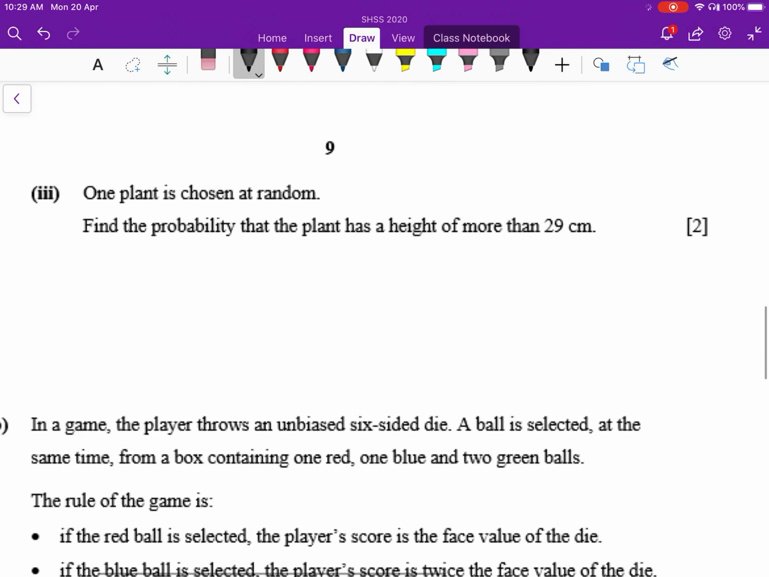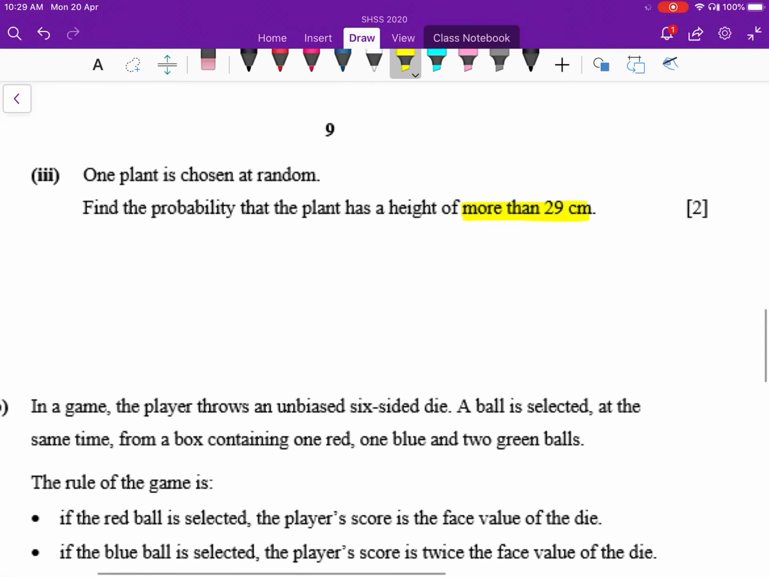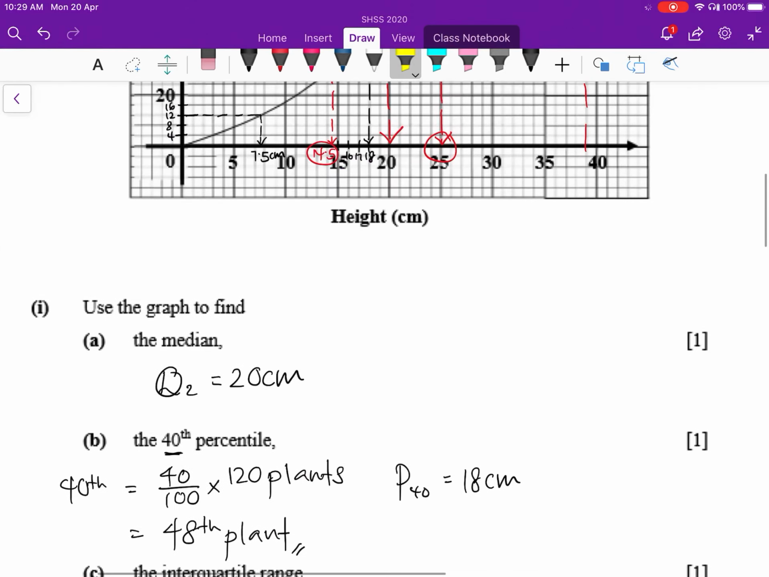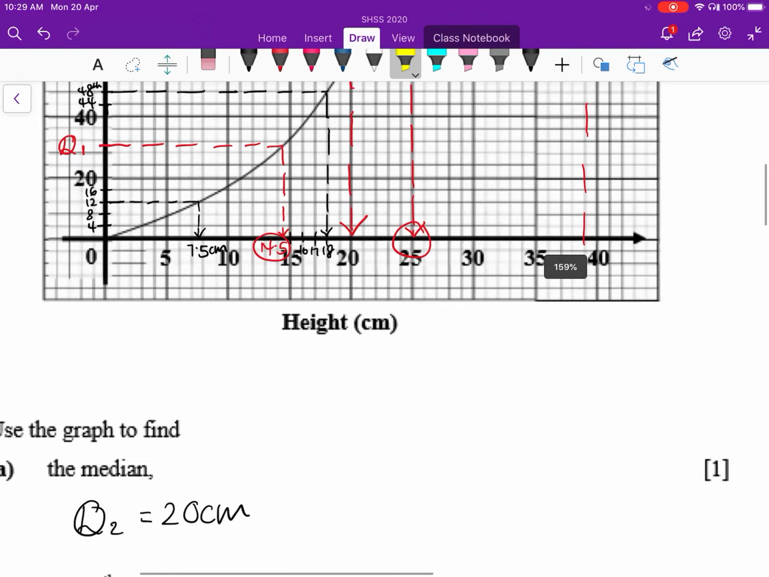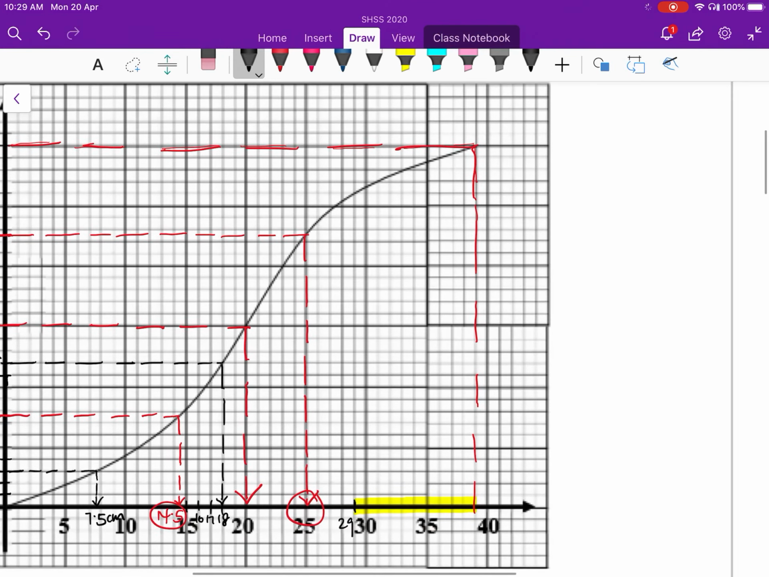Next, one plant is chosen at random. Find the probability that the plant has a height of more than 29 cm. Let's plot more than 29 cm on the graph. I'm going to highlight in yellow. More than 29 would be from here all the way to here. This yellow highlighted part is the part that is more than 29, because this is 29. So I'm just going to plot up 29.